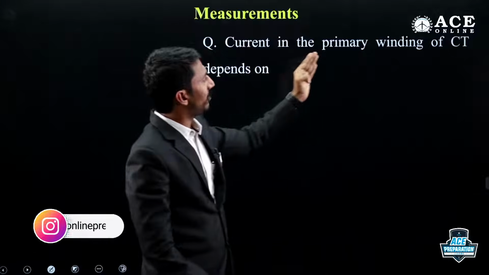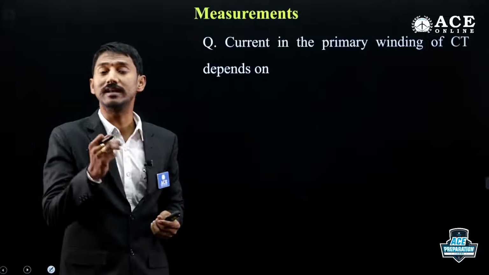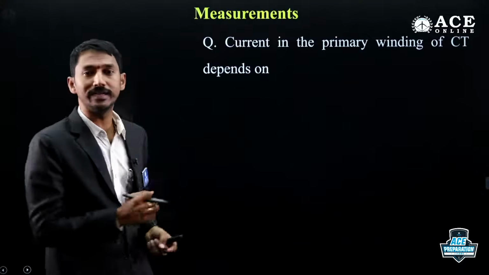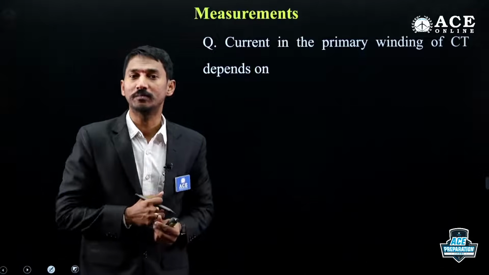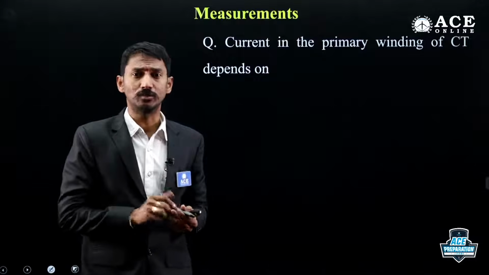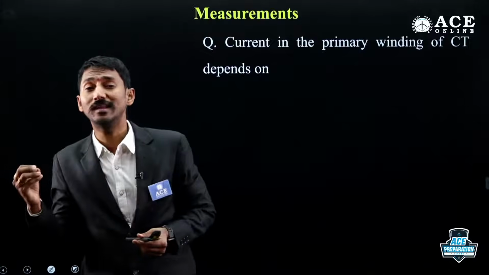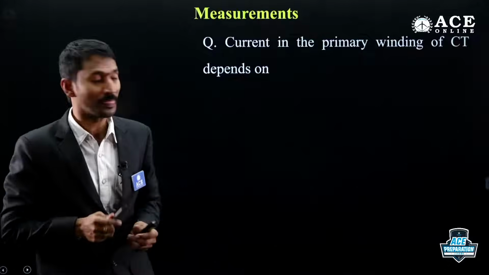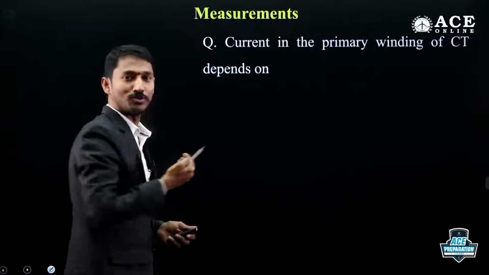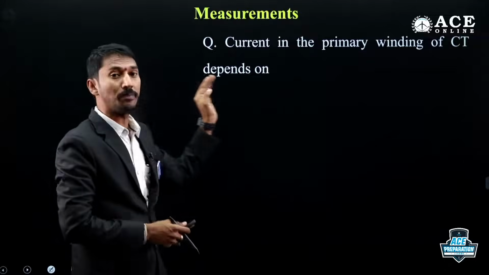Current in the primary winding of CT depends on, right? This is a question related to the instrument transformer, that is, the current transformer. In the GATE examination, 2-mark and 1-mark questions may be directly based on the concept. That's why it is a purely conceptual question. What is it? Current in the primary winding of CT depends on.